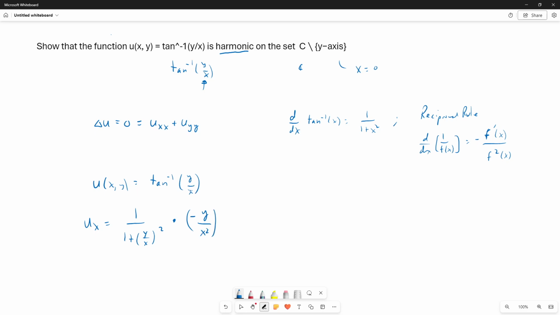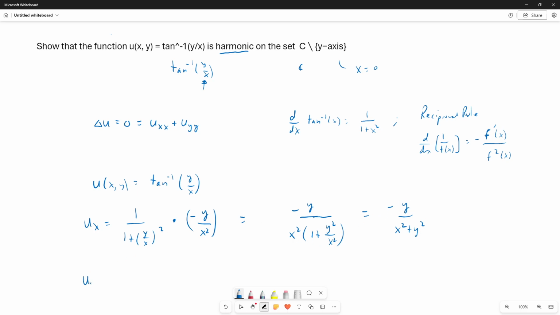That's also the reciprocal rule. The derivative of x is 1, and then x squared on the bottom. Now we can multiply these together. Let's rewrite this: negative y over x squared times 1 plus y squared over x squared. And distribute the x squared, and we get negative y over x squared plus y squared. The x squareds here cancel. Okay, so that's u sub x.